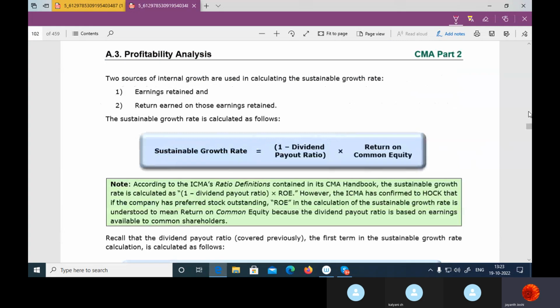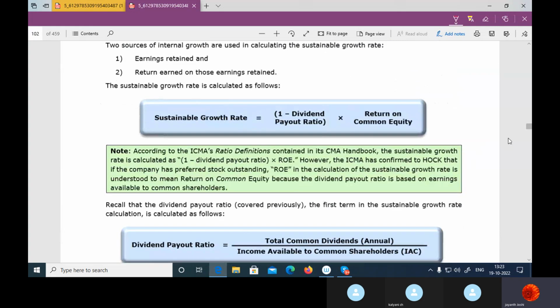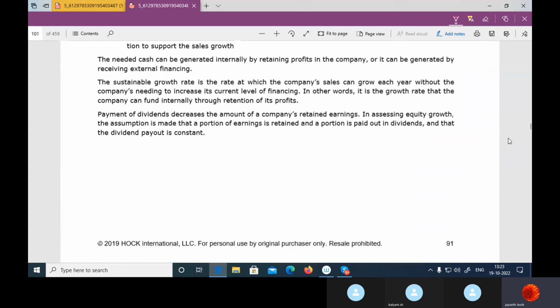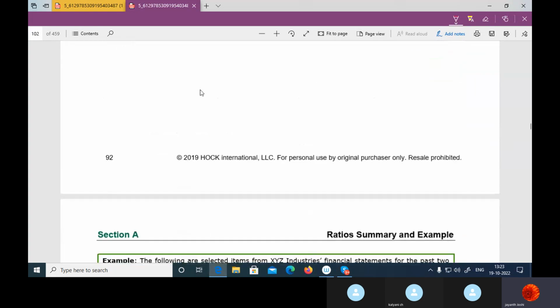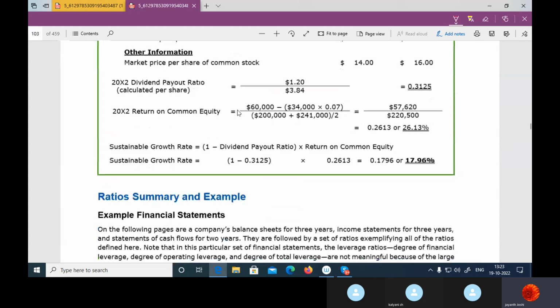No, the debt equity is pending. We will do that one. I'm just asking, did you do this one? Sustainable growth rate. No, sir. No. We'll do this question now. Okay.